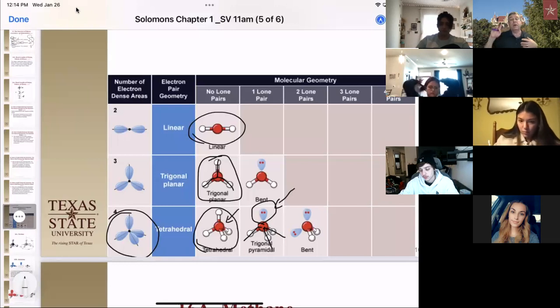But what if we only bond twice, but we still have those 4 equal zones? Then we have something like water. Water's bent. Those 2 orbitals with the lone pairs in them take up space and therefore change the molecular geometry. So we have electronic zones and molecular geometry. 4 electronic zones can give us a tetrahedral molecular geometry with no lone pairs, trigonal pyramidal with 1 lone pair, and bent with 2 lone pairs.